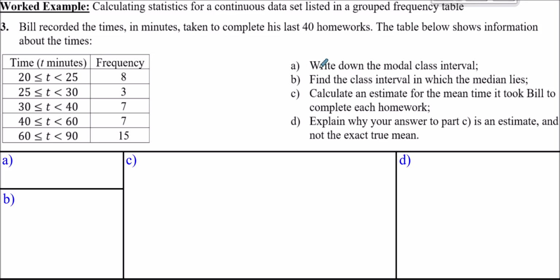Part A, we need to write down the modal class interval. So modal sounds like mode. It's very simple, just as a mode often is. So the mode just means the most popular value. So in this case, a modal class interval is just the class interval, which is one of these things, which has the most items inside it. So again, we go for the biggest frequency and read along. So the modal class interval is this one, 60 to 90. So all we need to do is just write this one down.